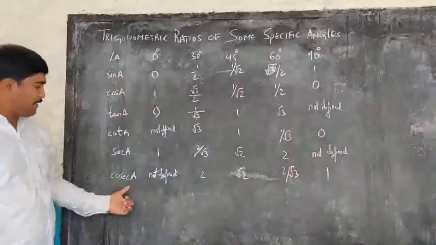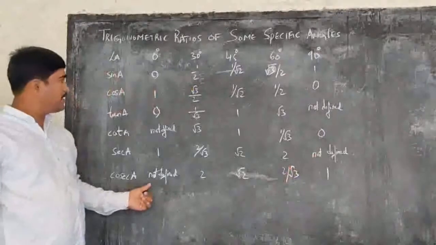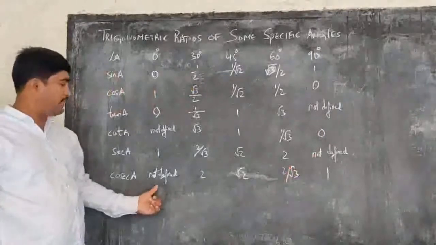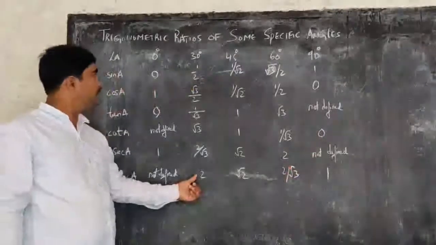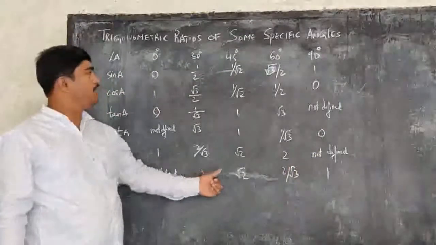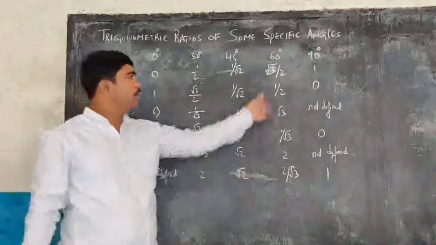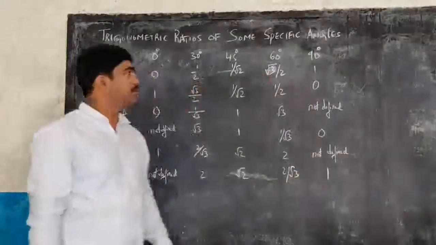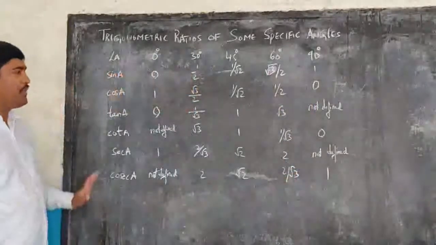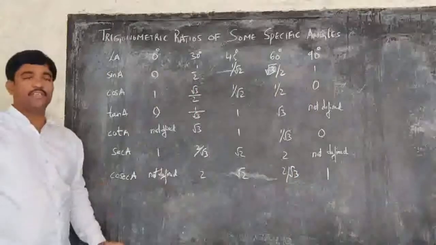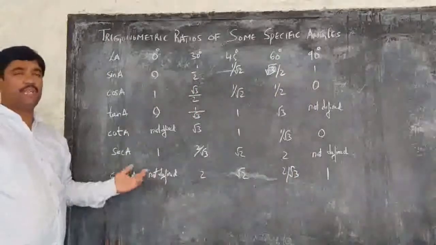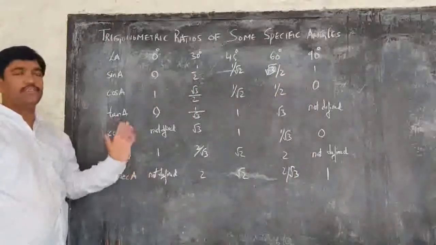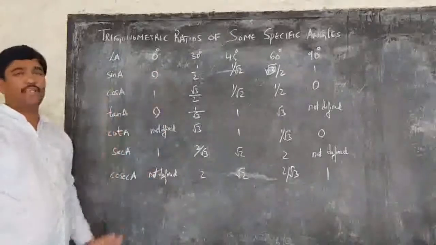Now, cosec 0 degrees is not defined, cosec 30 degrees is 2, cosec 45 degrees is root 2, cosec 60 is 2 by root 3, and cosec 90 is 1. Now, how these values are written, in the previous session I have explained how to find out the specific values of different angles.